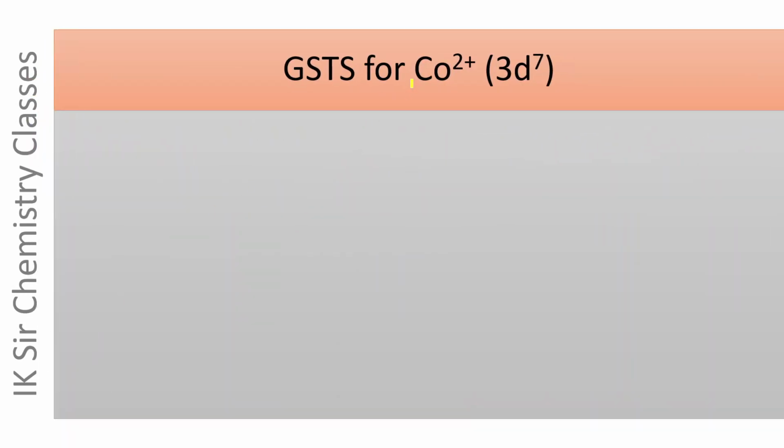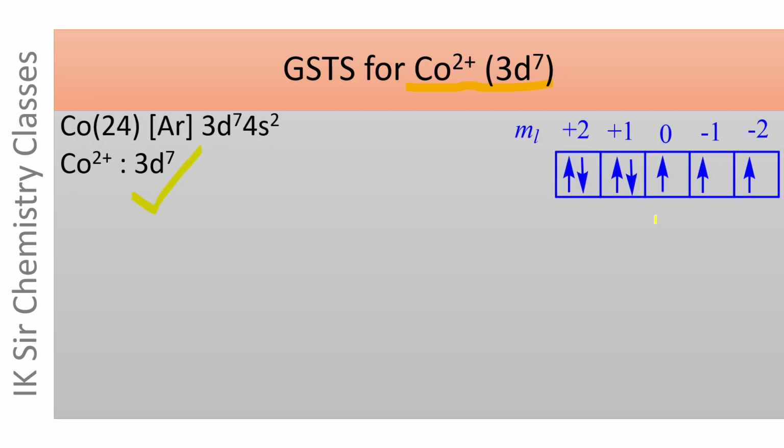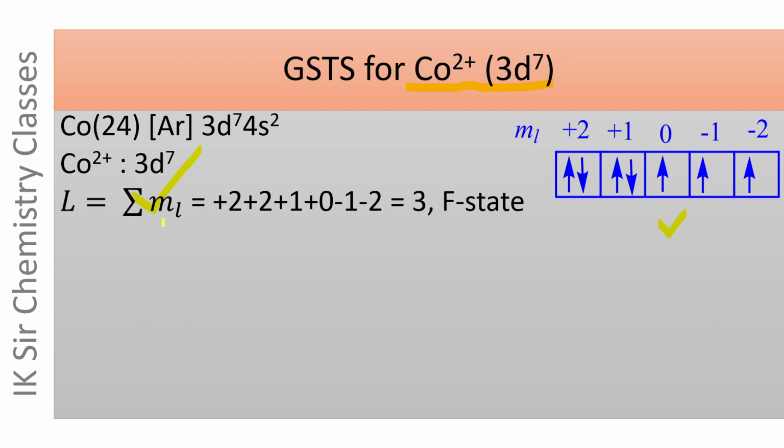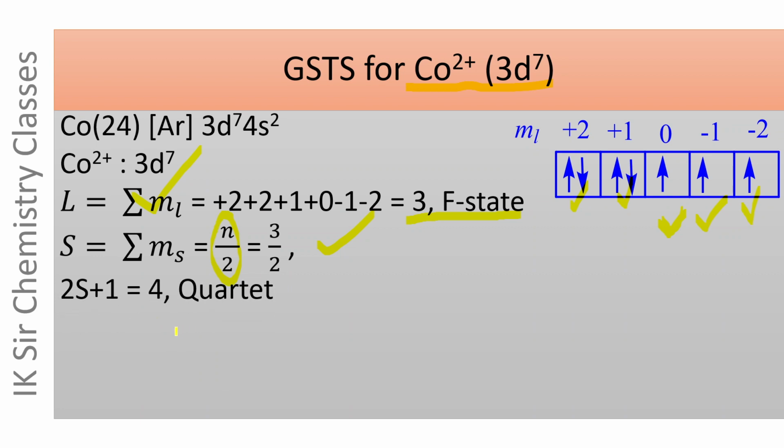And now the ground state term symbol for Co2+, cobalt 2+ ion having 3d7 electronic configuration. It is again more than half filled. Capital L is equal to the summation of ml values, following the same process: +2, +2, +1, 0, -1 and -2. The capital L is equal to 3. It is F state. Capital S is equal to the number of unpaired electrons divided by 2. There are 3 unpaired electrons, 1, 2 and 3. It is 3/2. 2S+1 is equal to 4. It is quartet spin state.